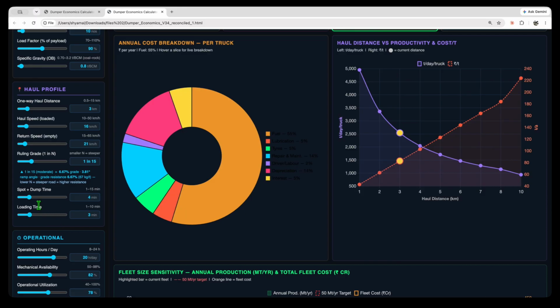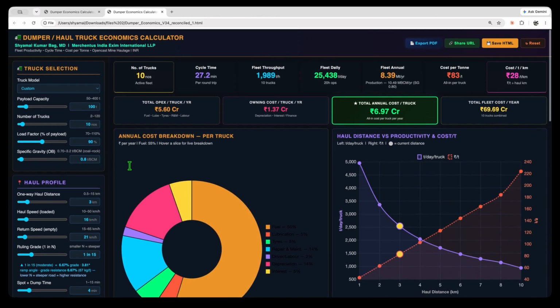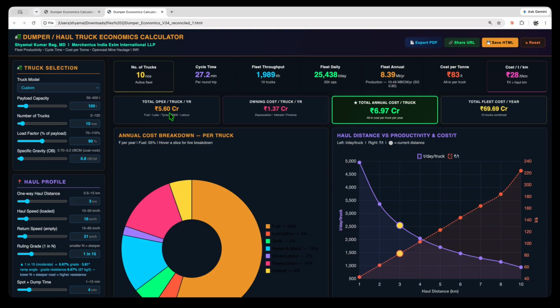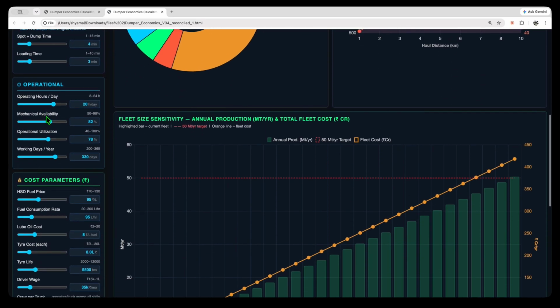Then I can also change the spot and dump time and loading time. So these things together, that is speed, distance, spot and dump time, and loading time, will determine the cycle time. And cycle time means total throughput also can be controlled.